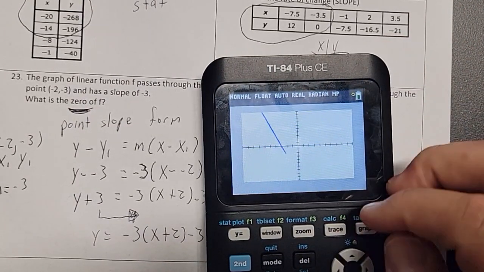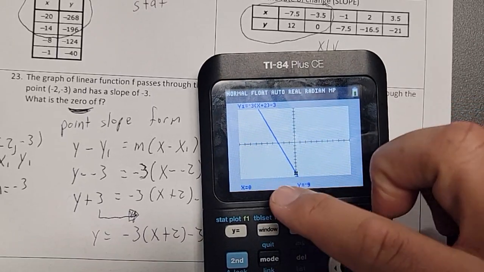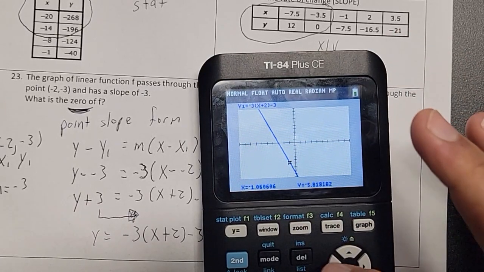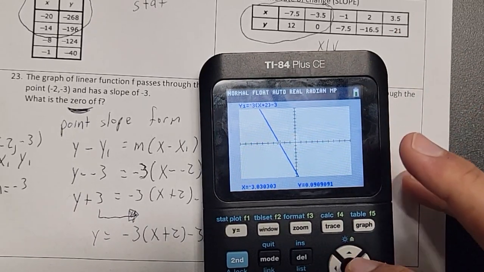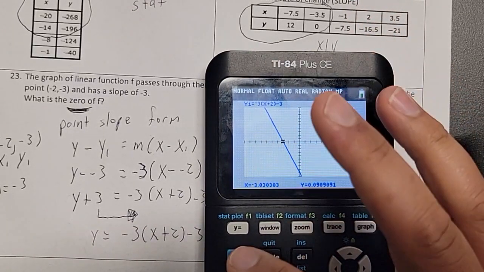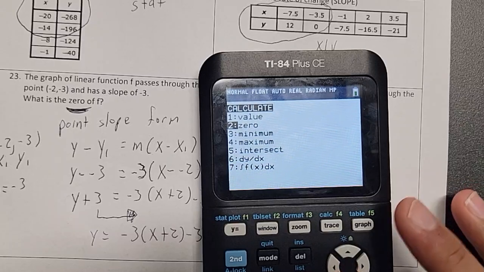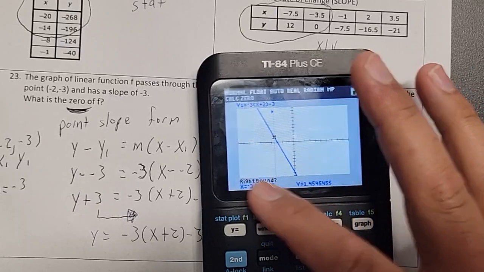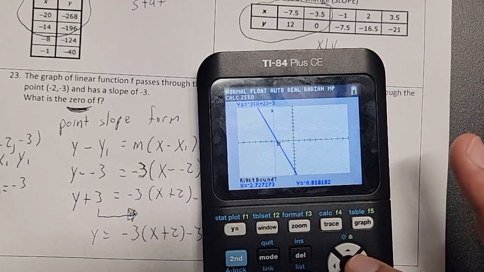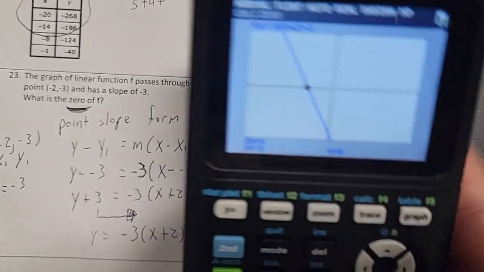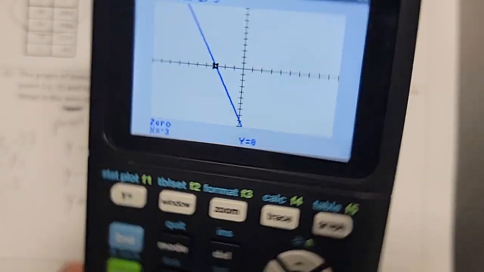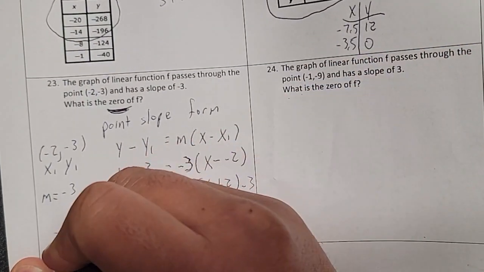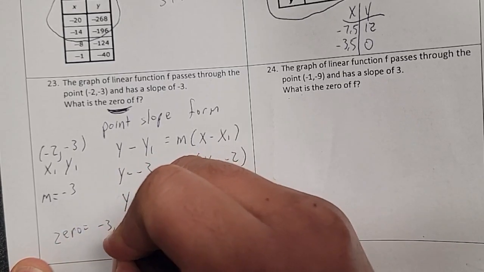Push trace. Right. So right here we have the y-intercept, but it wants the 0. So move your marker over here as close as you can to this line. We're going to push second trace. We're looking for the 0. It'll actually give it to us. Left bound 3 times to the left. 1, 2, 3. Enter. And then right bound 6 times. 1, 2, 3, 4, 5, 6. Enter, enter. So my 0 of the function is -3, 0. All right. So the 0 equals -3, 0.